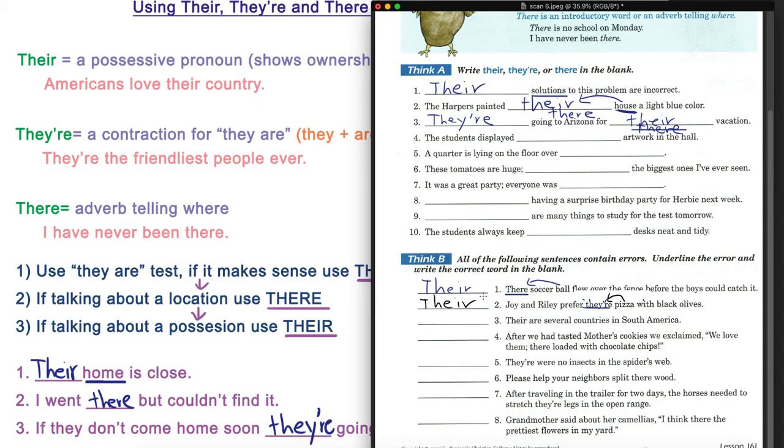All right. Number 3, there are several countries in South Africa. So there are owned by there? No, doesn't make sense. So this is the possessive form of their. This is incorrect. So which one are they? Which there are they looking for? Is it they apostrophe R-E or T-H-E-R-E?